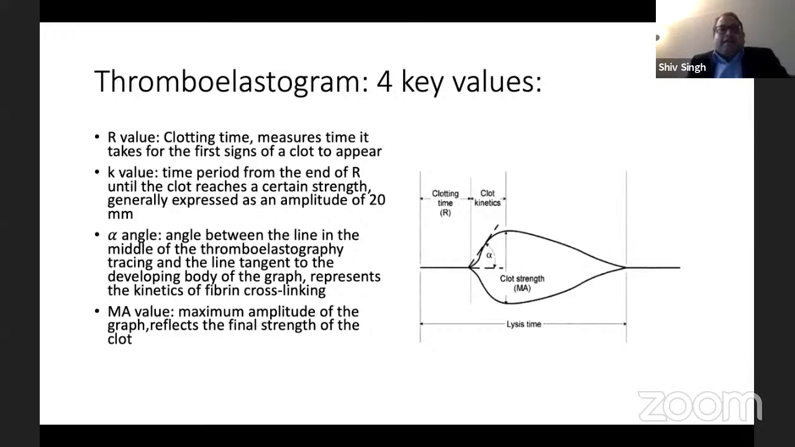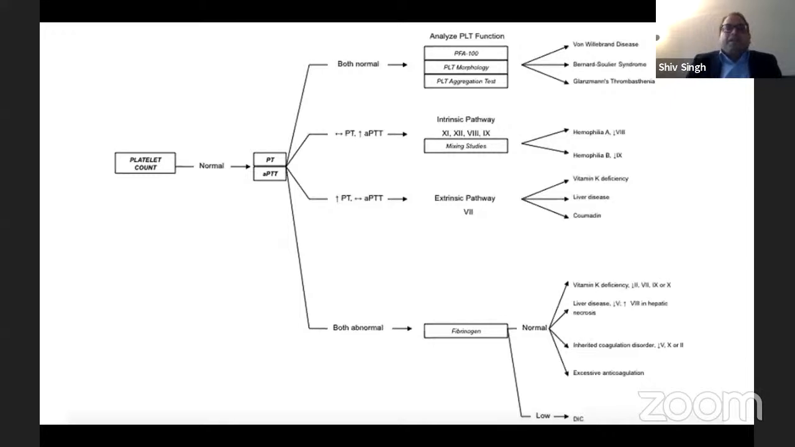Then we look at the alpha angle. The alpha angle is the angle between the line in the middle of the thromboelastogram tracing and the line tangent to the dividing body of the graph. These represent the kinetics of fibrin cross-linking, so this is also important. The last thing we look at is the strength of the clot, based on the MA value, or the maximum amplitude of the graph. That gives us the strength of the clot. So it gives a lot of value from a single sample of blood. You can get a lot of information. And this is a good line diagram, which you might find useful.